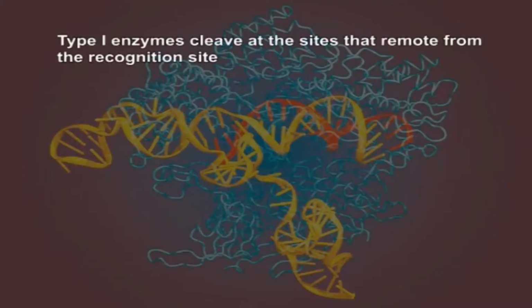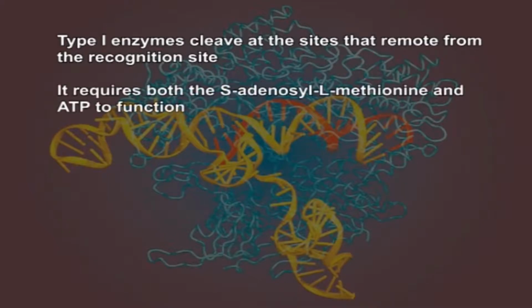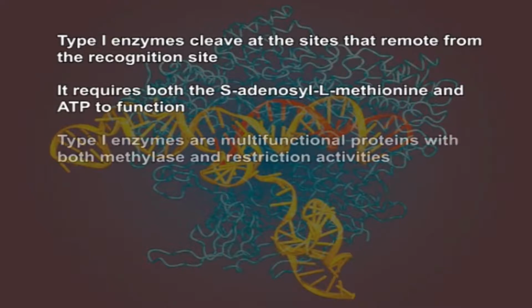Type 1 enzymes cleave at sites that are remote from the recognition site. They require both S-adenosyl L-methionine and ATP to function. Type 1 enzymes are multifunctional proteins with both methylase and restriction activities.